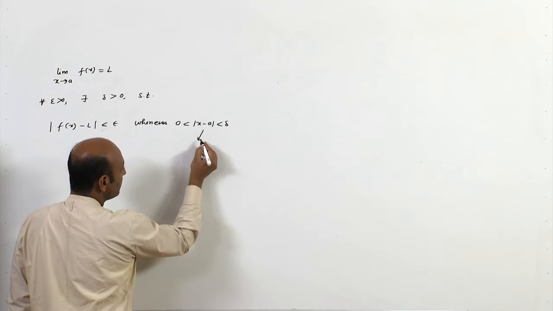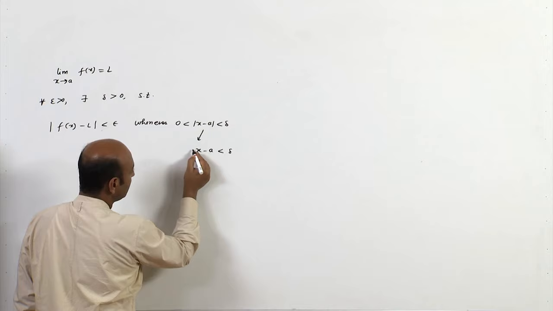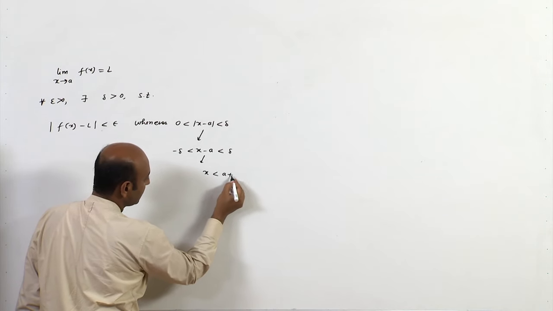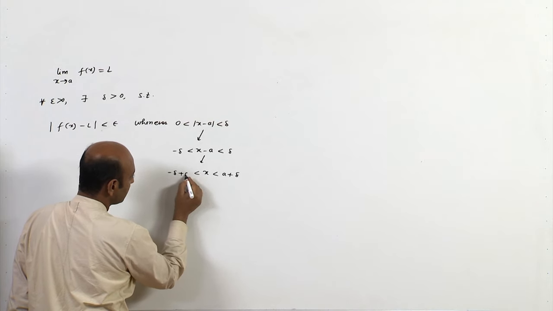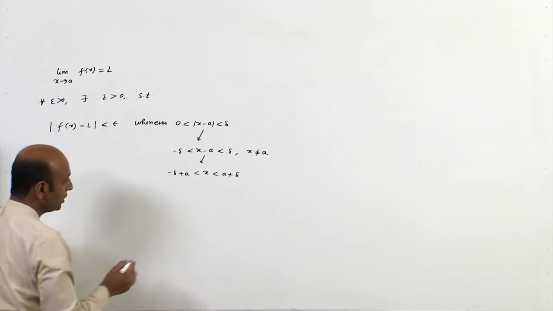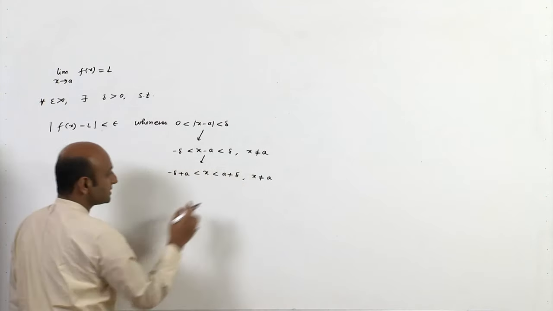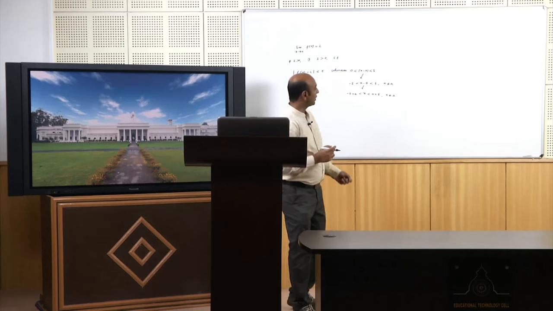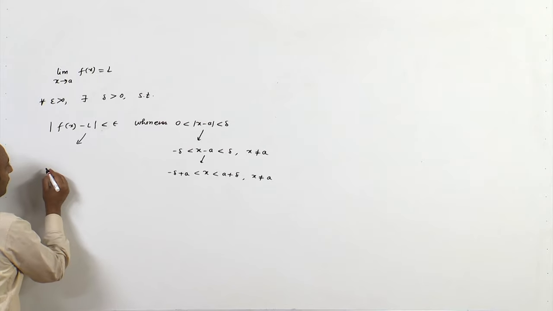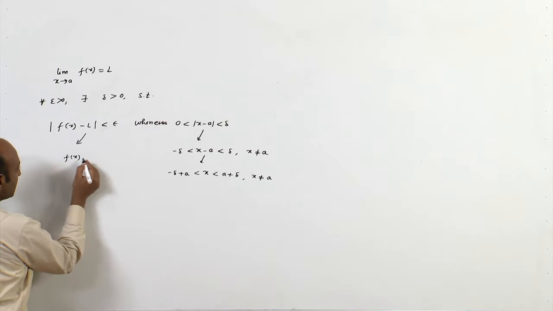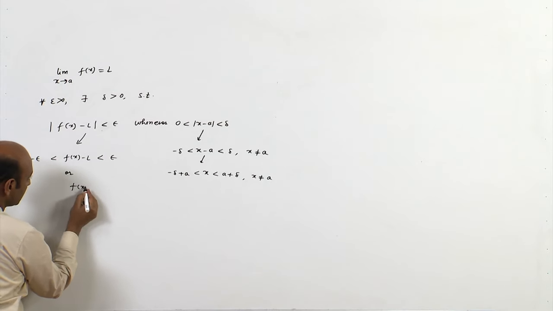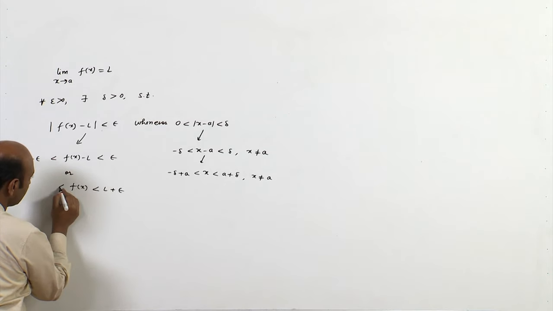Now this means that x minus a lies between minus delta and delta, so x is less than a plus delta and greater than a minus delta, and of course x should not equal a, because if x equals a then the mod is equal to 0. This we sometimes call a deleted neighborhood of a. Similarly, the inequality mod f(x) minus L less than epsilon means f(x) is less than L plus epsilon and greater than L minus epsilon.